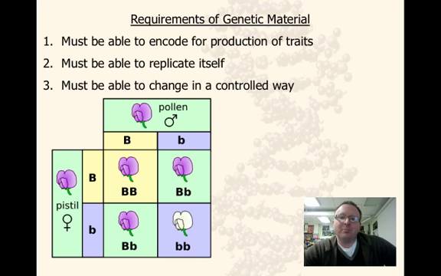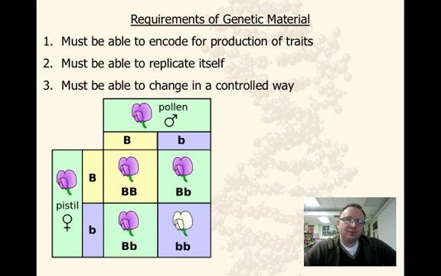Now, as Mendel published his work and people began thinking about what genetic material would be and what the genetic molecule might be, they began thinking about what would be required of the genetic material. And really there are 3 requirements the genetic material, whatever that genetic material is, would have to meet. And first of all, they would have to be able to encode for the production of traits.